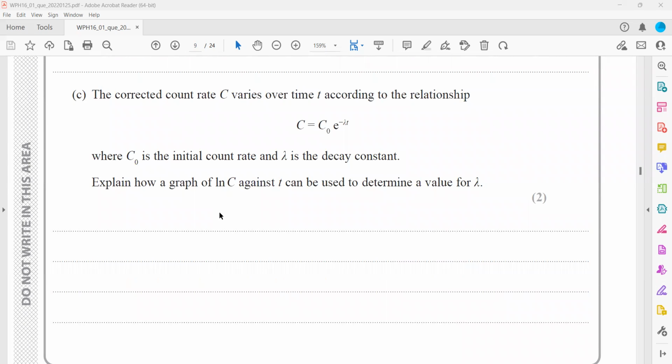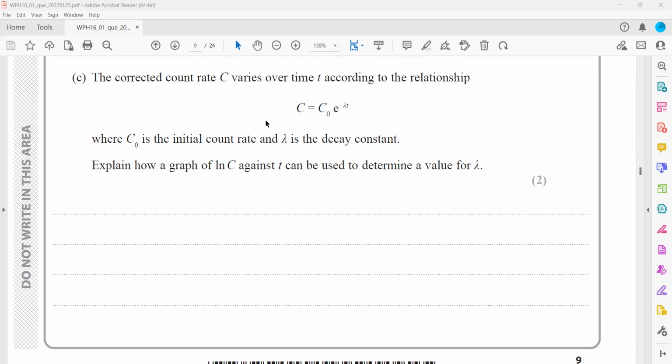The corrected count rate varies over time according to a relation, where C naught is the initial count rate and lambda is the decay constant. Explain how a graph of ln C against t could be used to determine the value of lambda. This is the main equation: C equals C naught e raised to the power minus lambda t.